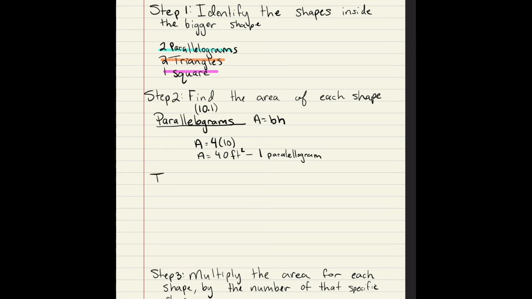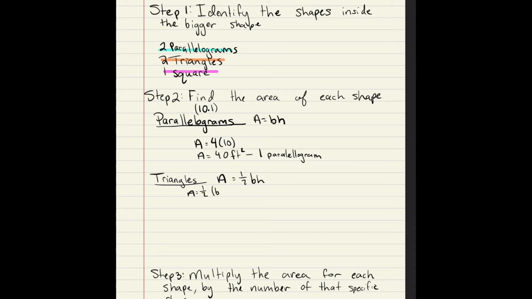Next, I'm going to move on and find the area for my triangle. So remember, I'm breaking this up. And the area of a triangle is half of a parallelogram. So the area is a half base times height. So I'm going to plug in what I'm given. So I don't have the area, but I have half.